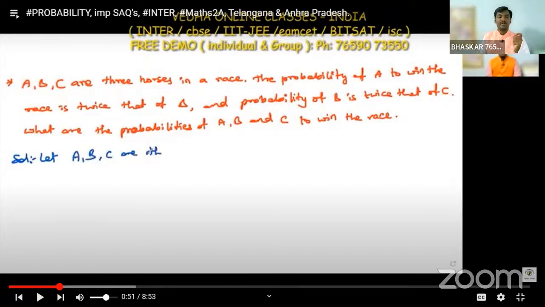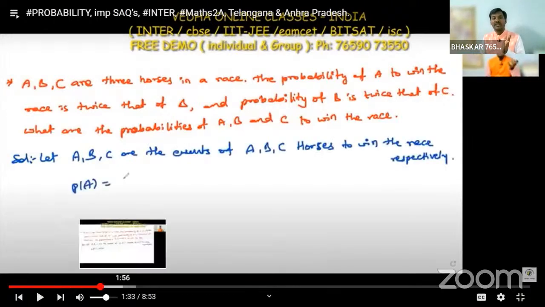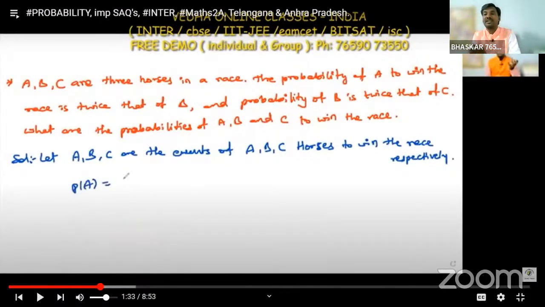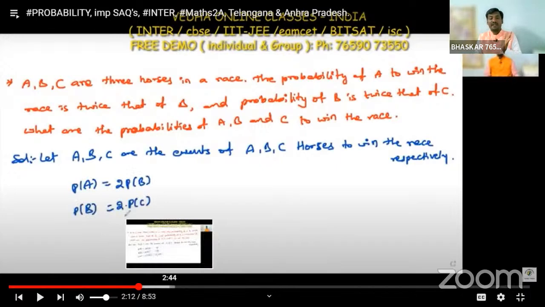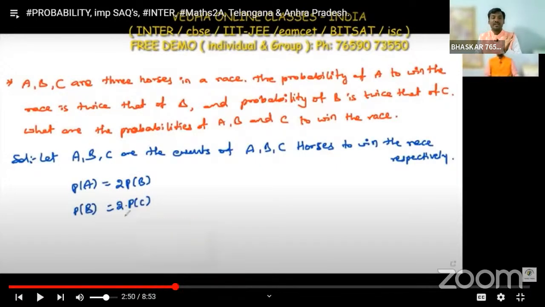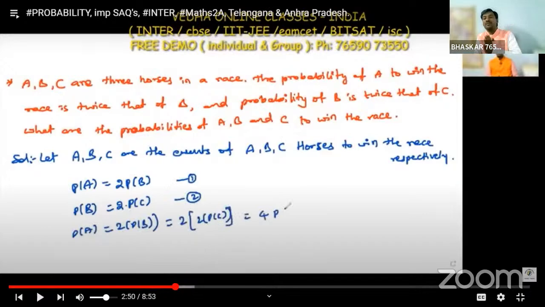Now here, let A, B, C be the three horses. We are taking A, B, C for representing the events: A, B, C are the events of the horses A, B, C winning the race. According to the given data, probability of A is equal to 2 into probability of B, meaning twice that of B. That means A's winning probability is double the probability of B. And what about the B winning probability?